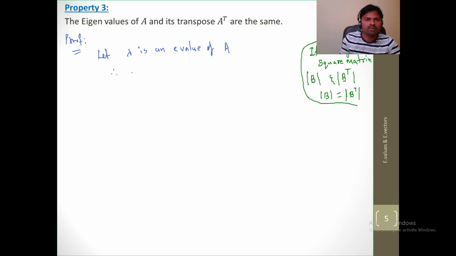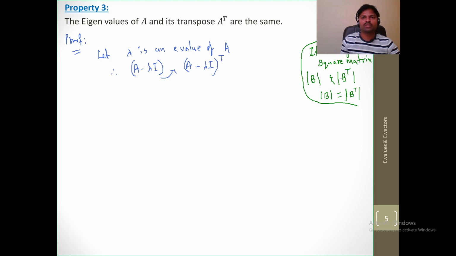So therefore A minus lambda I. This is a matrix: A is a square matrix, lambda is a number, and I is the identity matrix. If you simplify this, you get one matrix. Now I am finding its transpose. Its transpose is (A minus lambda I) whole transpose. So this is the transpose of that matrix. Like if one matrix B is taken, its transpose is B transpose.